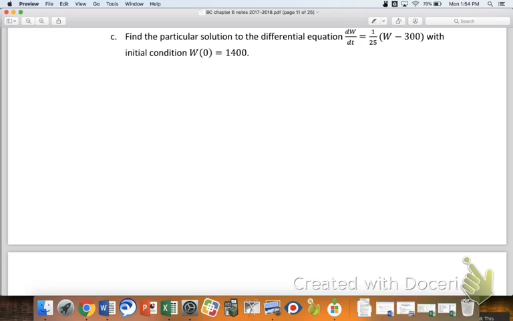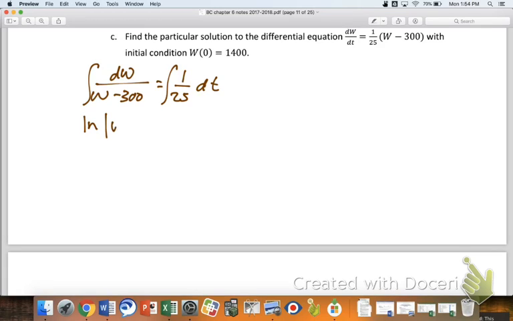I'm going to multiply both sides by dt and divide both sides by W minus 300, leaving me with this. The reason I like this is because I'm keeping as much stuff over there with the t as I can, keeping it as simple as possible on the left side. I don't want it to be complicated over there. Does that make sense? Okay. So then I'm going to integrate, find my antiderivatives. You get ln of absolute value W minus 300 equals 1/25 t plus C.